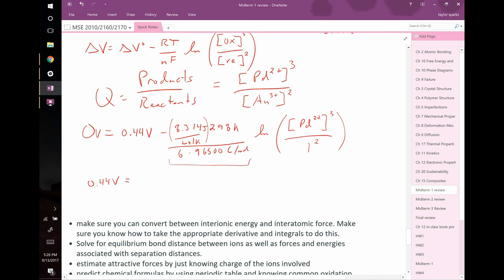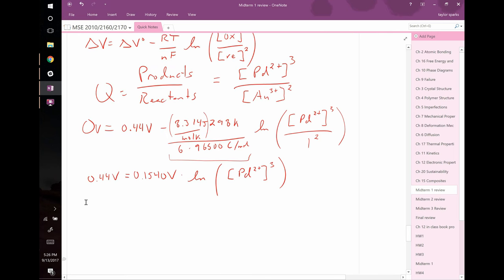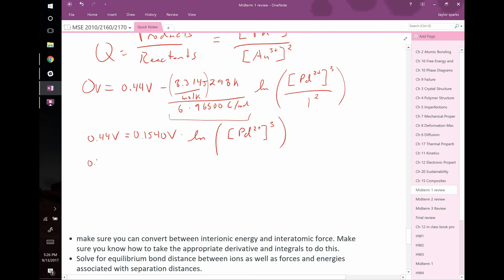So let's just multiply all this out. Somebody tell me what that is. I'll multiply it together. 0.0154. That has the units of volts multiplied by natural log, right? So let's bring that over. 0.44 divided by 0.0154, volts get canceled out, which is nice, equals the natural log of the concentration of the palladium 2 plus ions raised to the cubed power. We take the exponential of both sides. What is e to this thing?